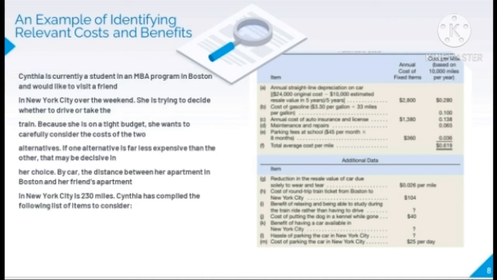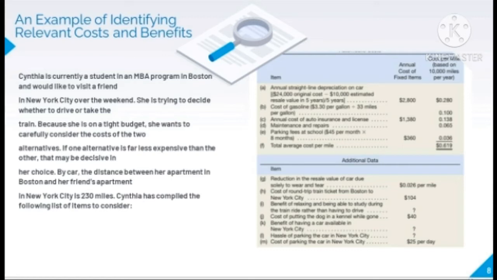The same is true of the accounting depreciation of $2,800 per year, which simply spreads the sunk cost across 5 years. Item B, the cost of gasoline consumed by driving to New York City, is a relevant cost. If Cynthia takes the train, this cost would not be incurred. Hence, the cost differs between alternatives and is therefore relevant.